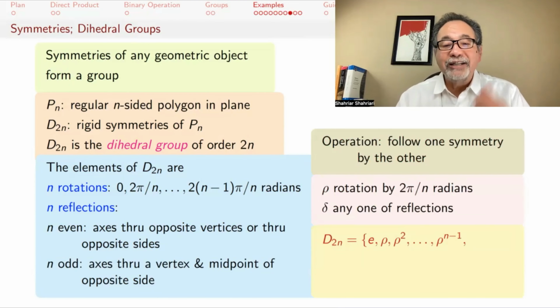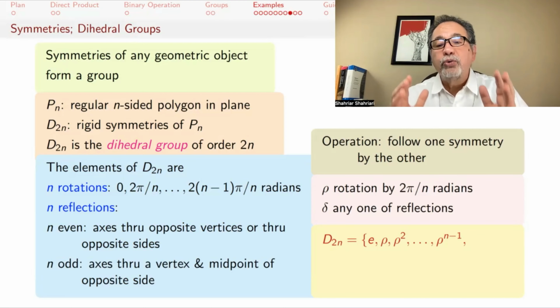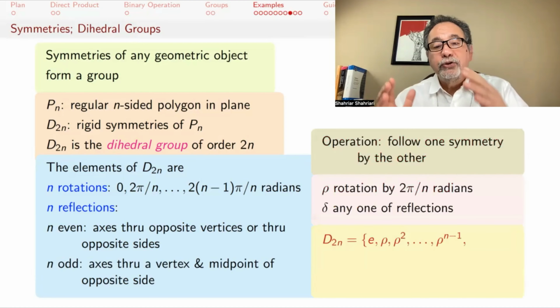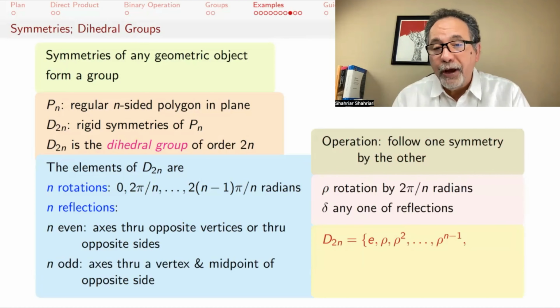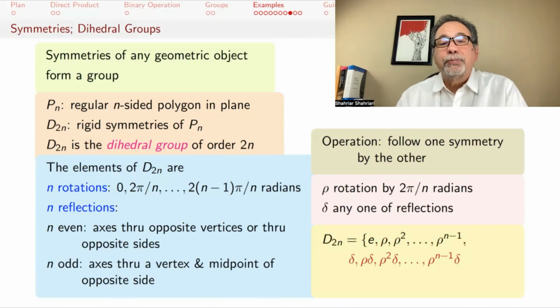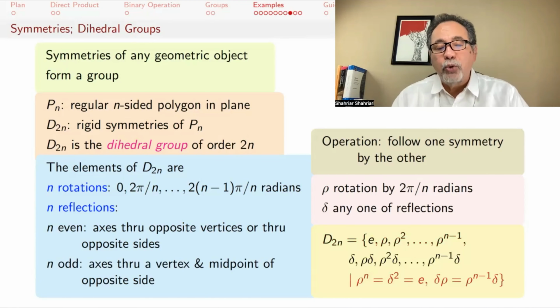The rotations are the identity, doing nothing, a 0 degree rotation. Then rho squared means rho, do 2 rotations, so you get 4 pi over n, and all the way to rho to the n minus 1. And then using that one reflection, you can find all the other ones by multiplying them by these rotations. So again, go to the video for D8 for much more detail.